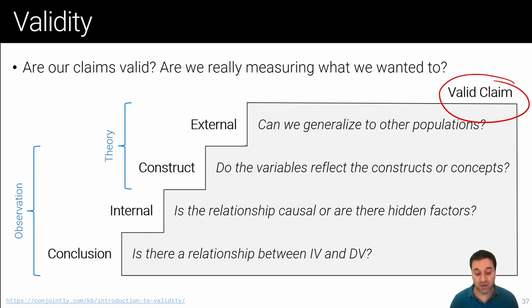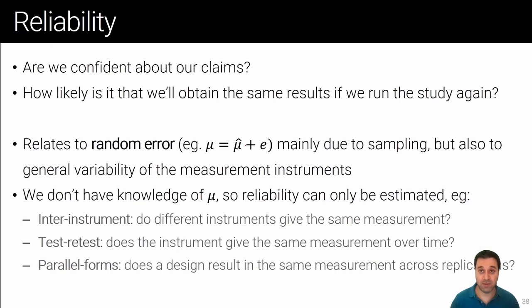And then very much related to validity, we have reliability. And in this case, the question we're asking is, are we confident about our claims? So let's say that we do have a very good design, we have conclusion validity, we have internal validity, construct validity, external validity. The point is, how sure are you about your claims? If you are sure and then we see that they are valid, perfect. But maybe we have a very valid claim that actually is not so reliable. So generally speaking, how likely is it that if we draw a new sample and carry out the same study, we get to the same conclusions, to the same claims?